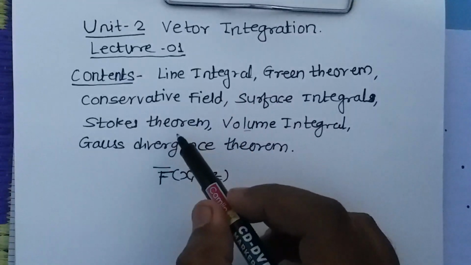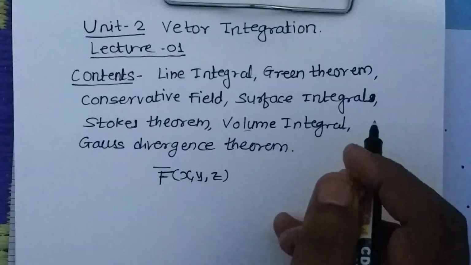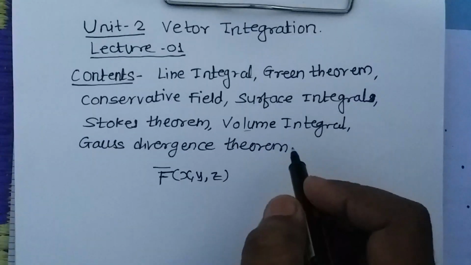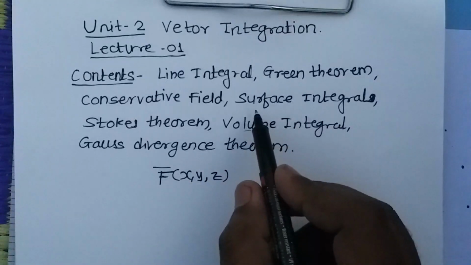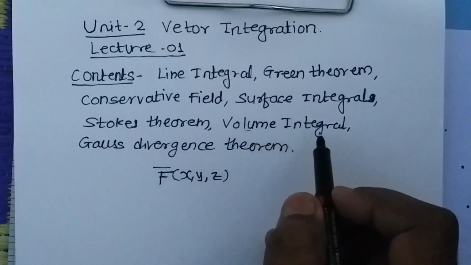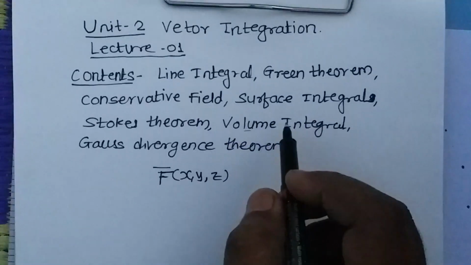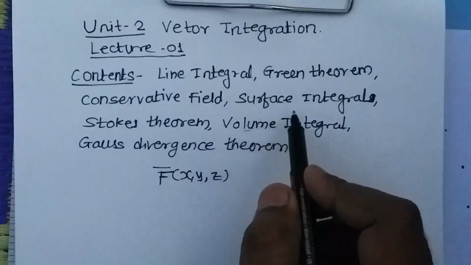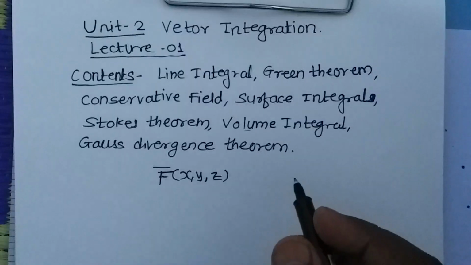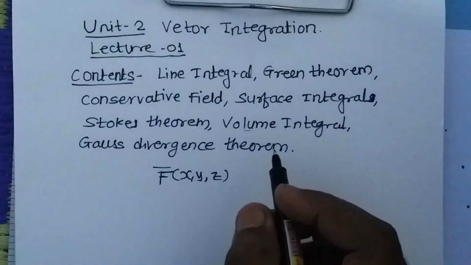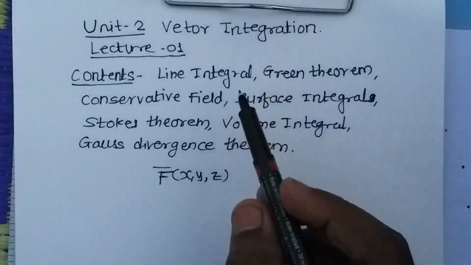The statement of Stokes theorem contains a surface integral connected with a line integral, and the statement of the divergence theorem contains one surface integral and one volume integral, that is one double integration and one triple integration. So we have one relation between these two integrations in Gauss divergence theorem. Okay, so this is some basic idea about the contents of unit number 2.